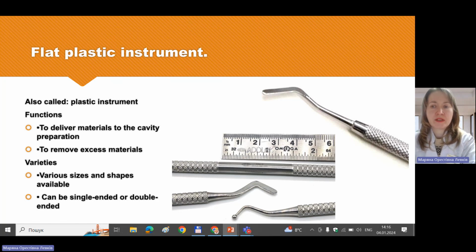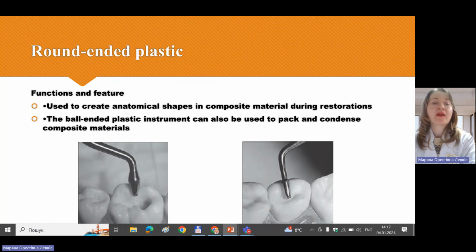Varieties of this instrument: it could have various sizes and various shapes depending on the size of the caries cavity and the group of teeth for which this instrument is intended. It can be single-ended or double-ended. Usually it is a double-ended instrument. On one end is a flat plastic instrument and on the other end is a round-ended, ball-ended plastic.